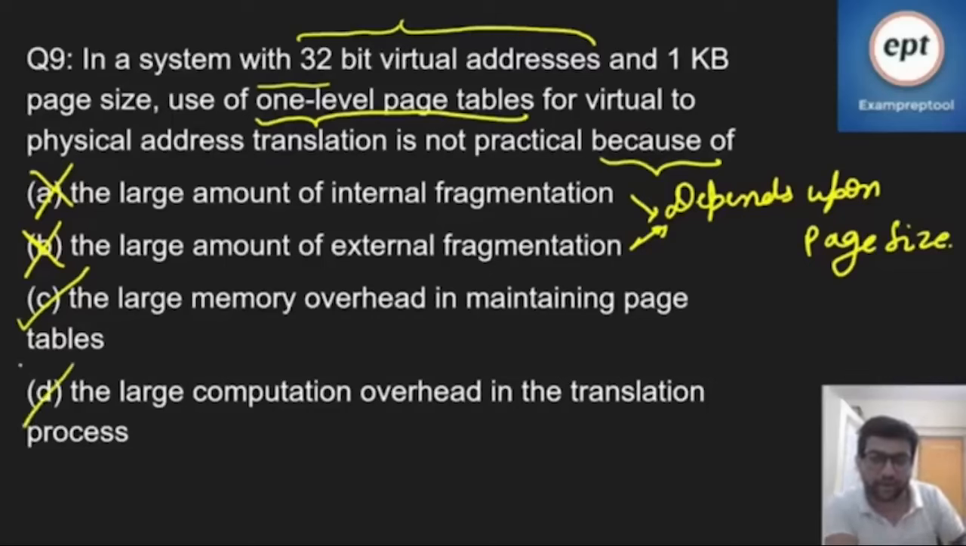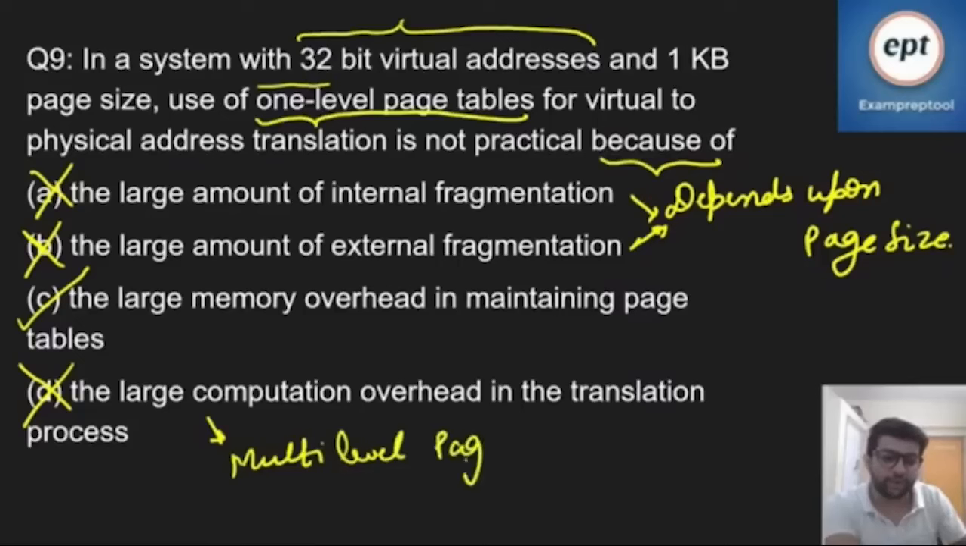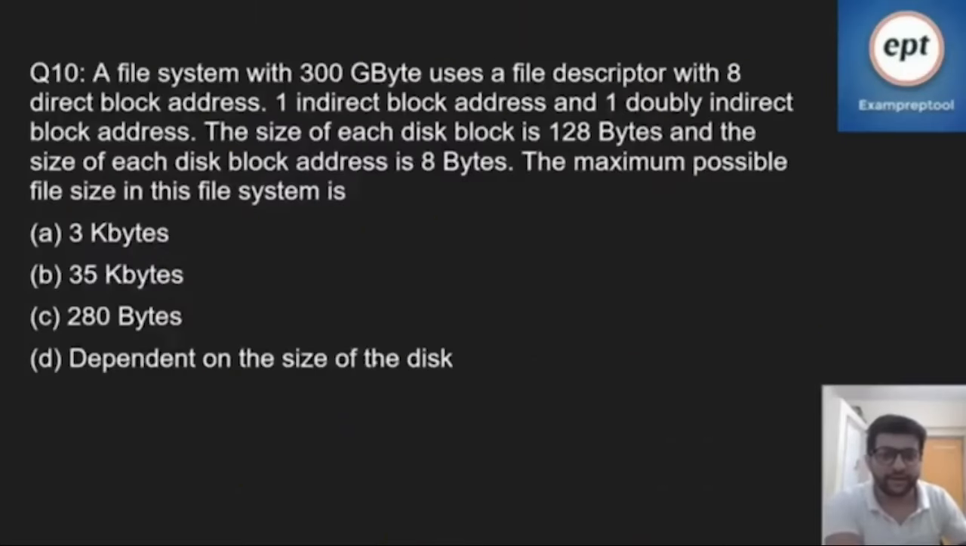This is completely wrong because the computation overhead is in the case of multi-level paging, right? So the answer is large memory overhead in maintaining the page table. So we can see that for these types of questions, if we know the concepts, it is very easy to score marks in operating systems.